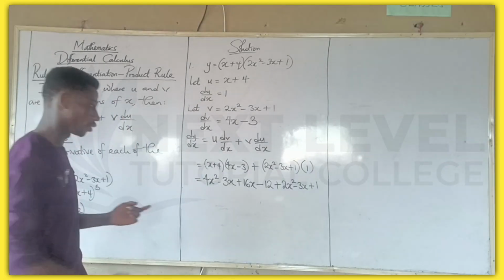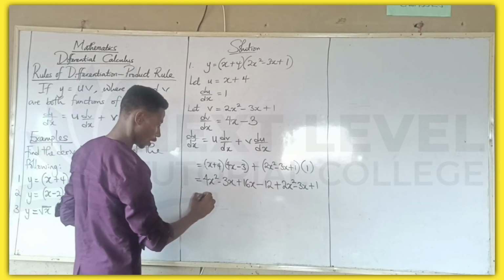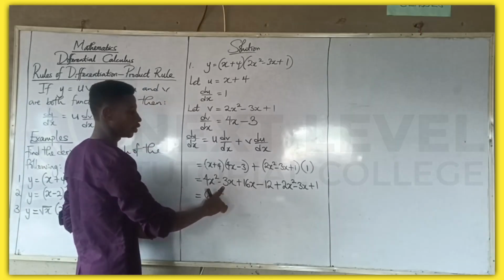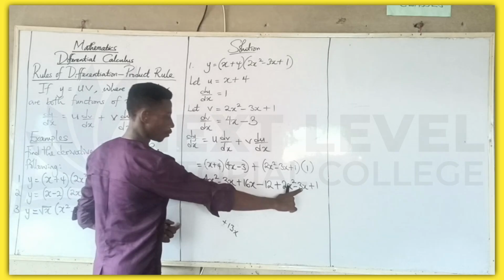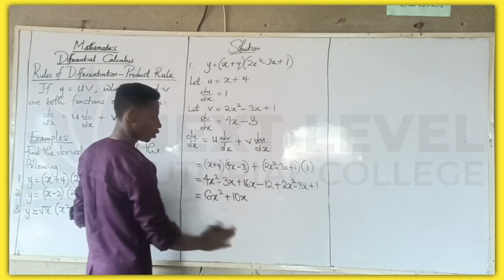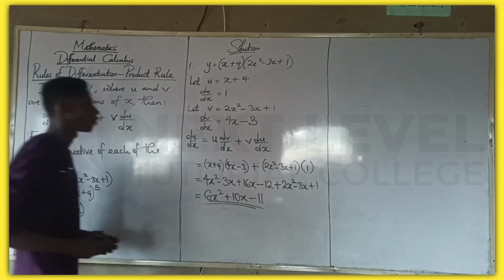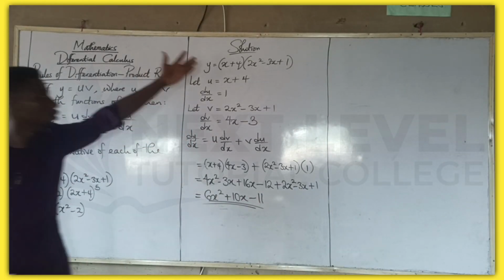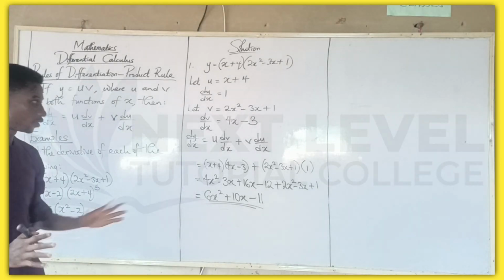Now we have like terms. We say 4x squared plus 2x squared, that is 6x squared, minus 3x plus 16x is plus 13x. Then minus 3x, that will be plus 10x. So we have minus 12 plus 1, minus 11. That is our final answer for differentiating this.